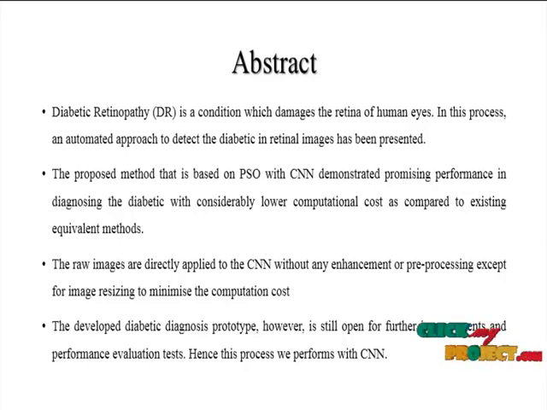The raw images are directly applied to the convolutional neural network without any enhancement or pre-processing, except for image resizing to minimize the computation cost. The process is enabled as PSO with CNN and the convolutional neural network algorithm. The two different methods are used to classify and predict the diabetic retinal images. The developed diabetic diagnosis prototype, however, is still open for further improvements and performance evaluation tests. Hence, this process we perform with CNN and also PSO with CNN.